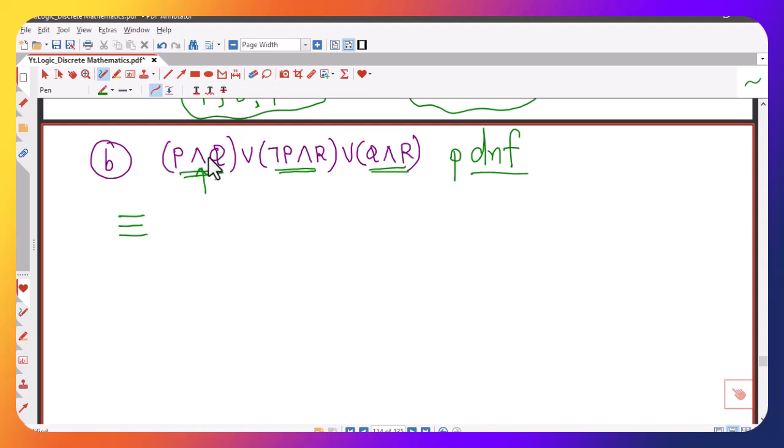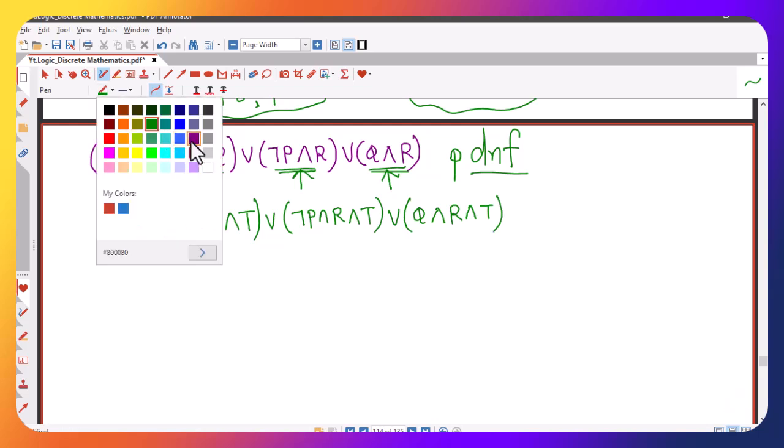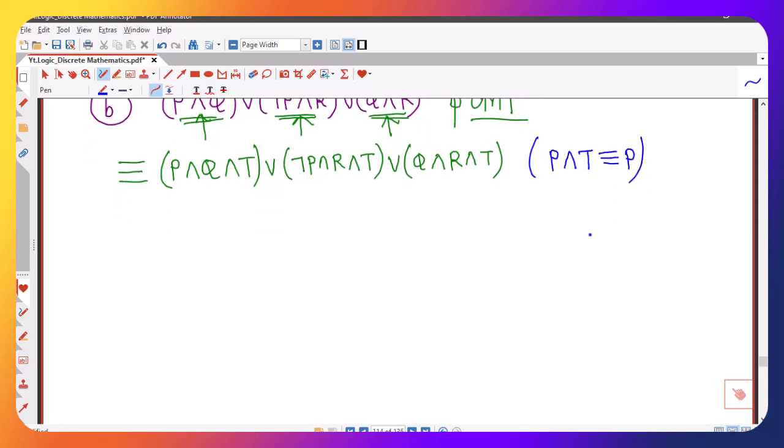Here which variable is missing? R is missing here, q is missing here, and p is missing here. So the first thing we will do is write that p and q is logically equivalent to p and q and T. Same thing here, negation p and r is logically equivalent to negation p and r and T. Then q and r is logically equivalent to q and r and T. We are using the simple fact that p and T is logically equivalent to p.